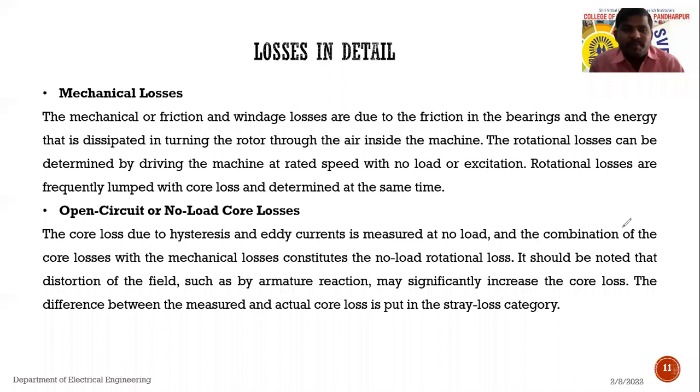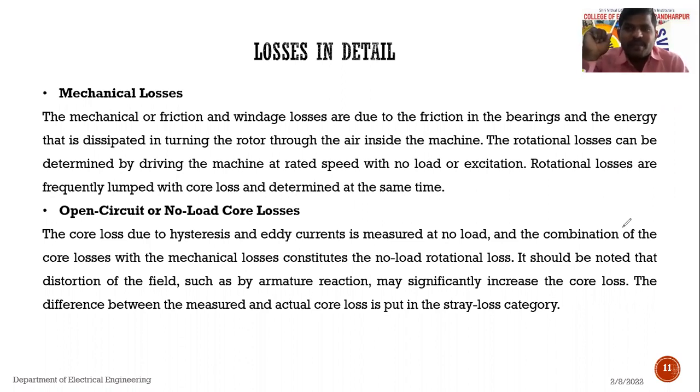And there is the energy that is dissipated in turning the rotor through the air inside the machine. This is the energy required to turn the motor at the time of starting through air. There is some air gap between the stator and rotor, and in between, some bubbles may form. We can call it stray losses. The rotational losses can be determined by driving the machine at rated speed with no load or excitation.